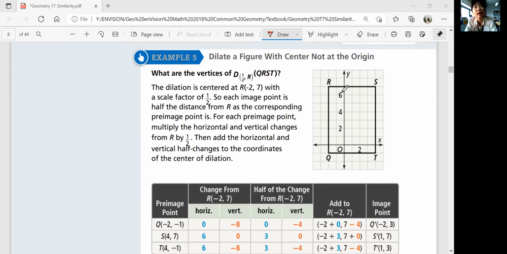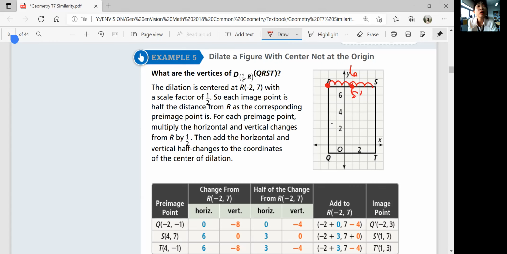Okay, then you're gonna shrink the distances from that point R. So that means your point R stays the same, but your S is gonna go closer. T is gonna go closer. Q is gonna go closer, right? Because 1, 2, 3, 4, 5, 6. That is 6 distances away from R, right? But S needs to go half the distance. So 1, 2, 3. Now that is where S prime is.